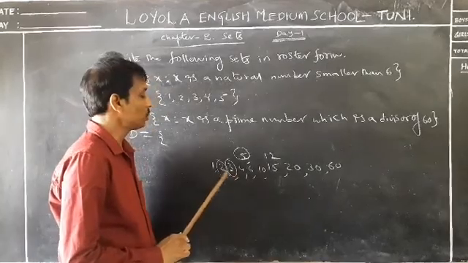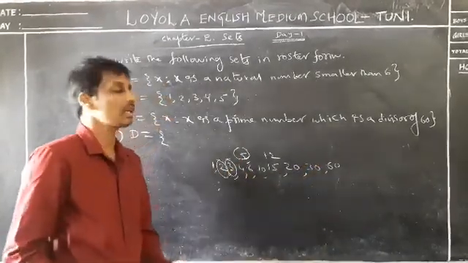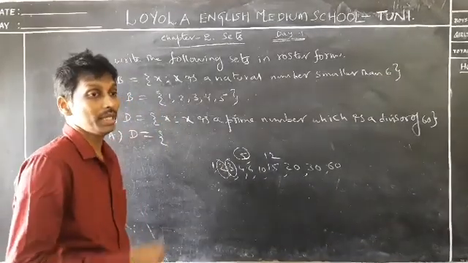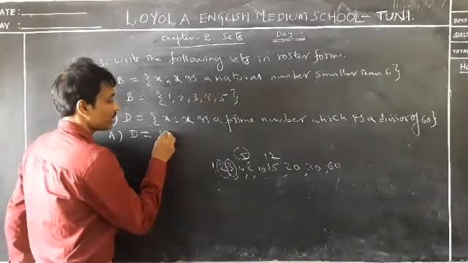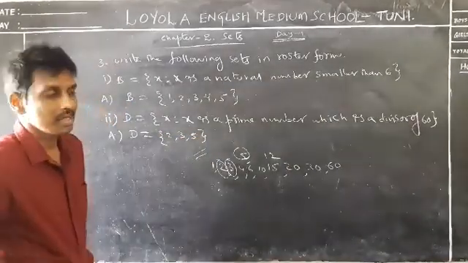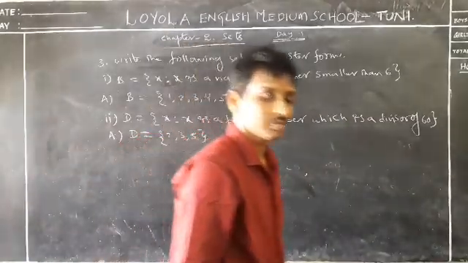We circle 2, 3, 5. Can we write 4, 6, 10, 15, 20, 30, 60? These are all composite numbers. One is neither prime nor composite; we might have shown this in our chart. So here we are asking to write 2, 3, 5 only. Is there any doubt? Okay, note down.